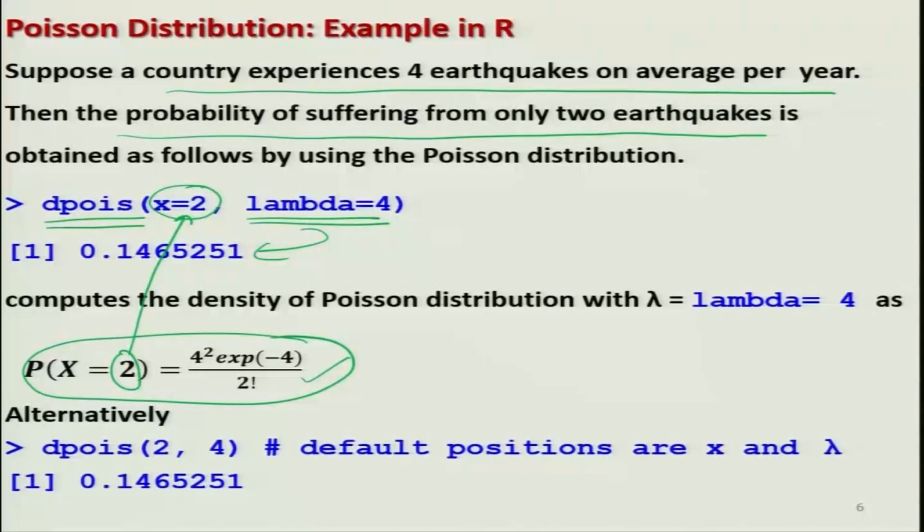Alternatively, if you do not want to write x or lambda, then you can simply write dpois(2, 4), but you have to be careful that the first position is occupied by x and the second position is occupied by lambda. These are the default positions. If you interchange them, you will get a wrong answer.